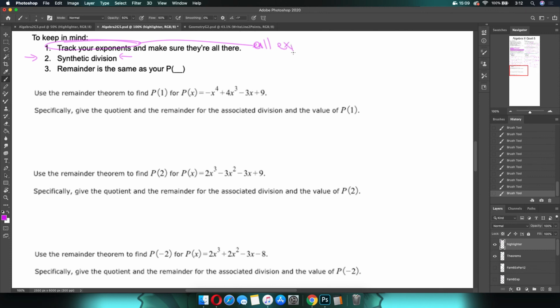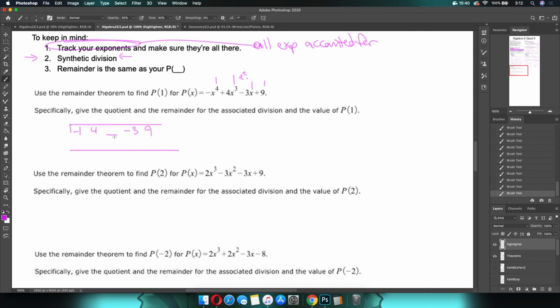All exponents accounted for. So if I start to set up my synthetic division, what do we have? We have a 4, a 3. Do we have a 2? No, we don't. But we have a 1 and we have a nothing. So we have negative 1, we have 4, we don't have anything for the 2, we have negative 3, and we have 9.